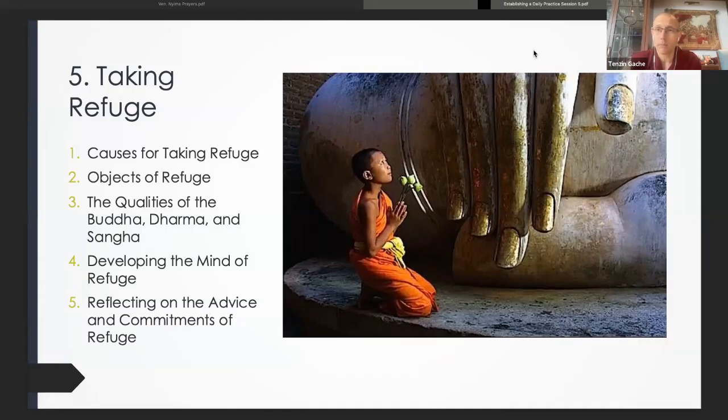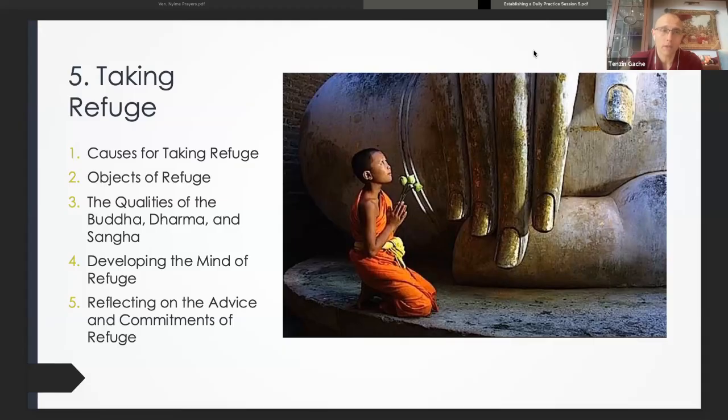And in the Dharma, meaning the realization that I will experience in my own mind, I take refuge in this freedom from suffering that I can cultivate within myself, rather than expecting something externally to save me.